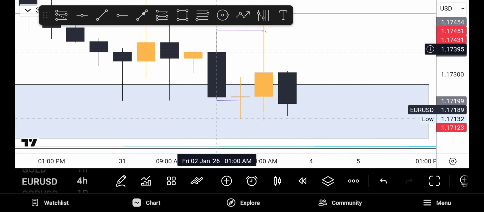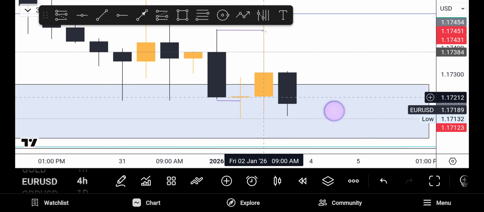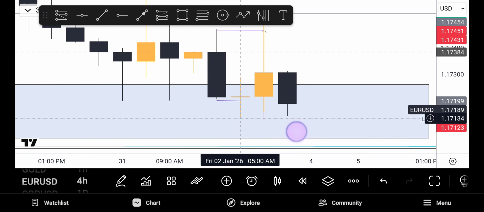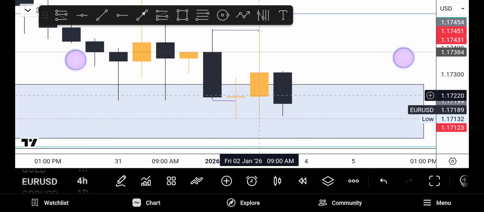So once this one closes, as a human being, you can just enter. Once this candle closes, you just enter on the next candle and put your stop loss below this low. So you put a stop loss below this low and just enter, but that's not how we enter the trade. So let me break down the trade for you.